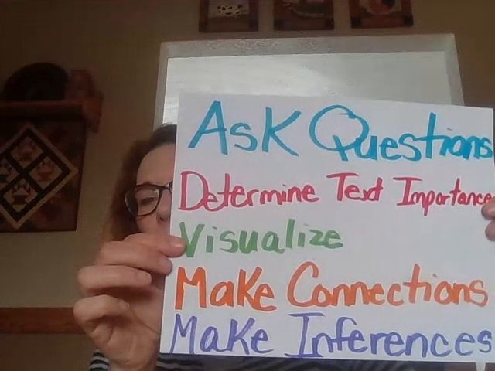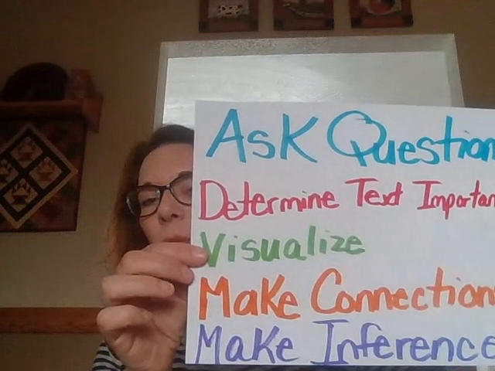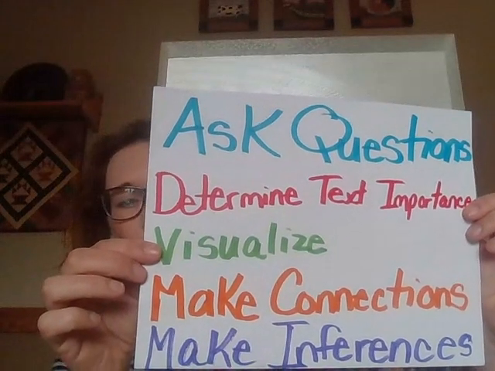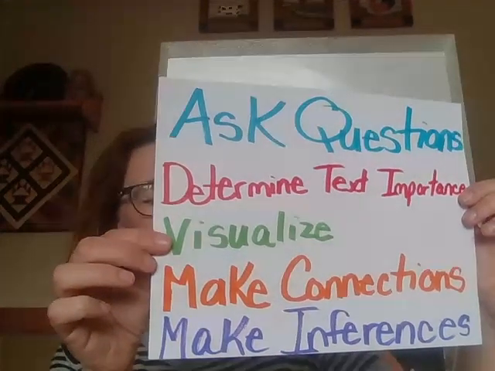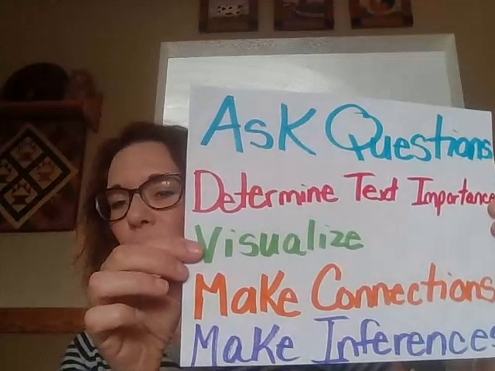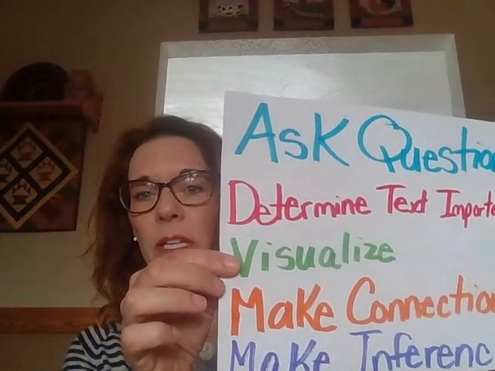Good readers always visualize. They picture what's going on in the text. Good readers make connections. We talked about connections many times. You connect to yourself, connect to the world around you, connect to others. And good readers make inferences. They make predictions and they infer about what something means or what might happen next. So those are all the ones we've already talked about. Those are all the metacognitive skills, the thinking about our thinking skills that we've already covered.